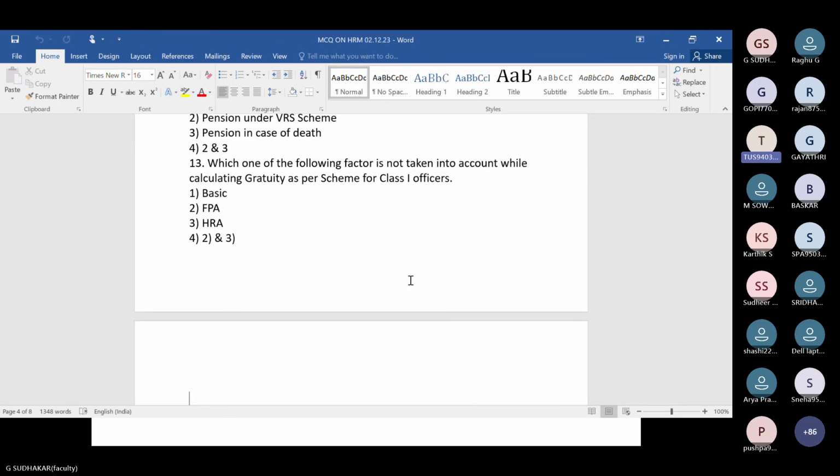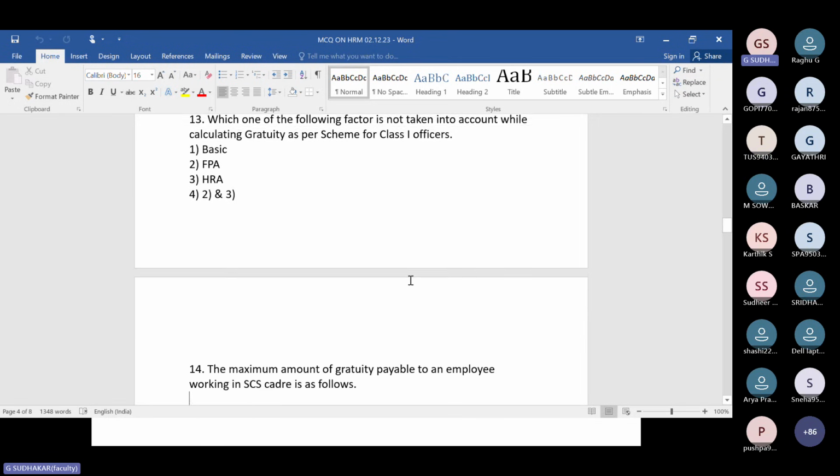13. 3. HRA. HRA will not be taken into account. Correct one. Gratuity as per scheme. It is only basic plus FPA. Good. Very nice. Good going.